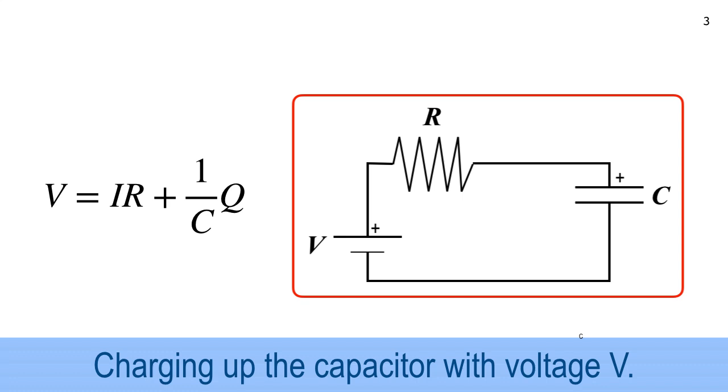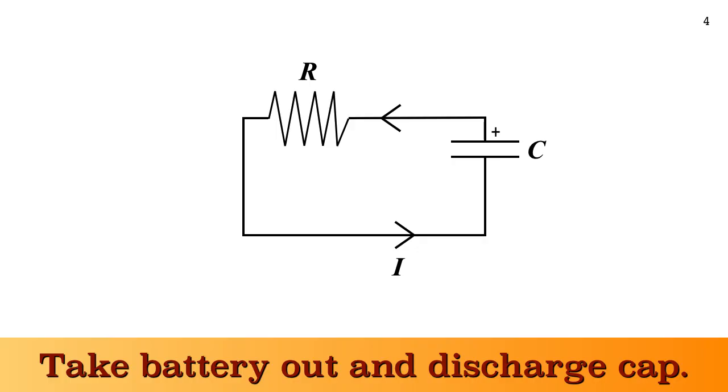As I mentioned, this particular situation is the charge-up situation. This is where we have the saturation curve that we talked about Friday, and which you can see in the textbook. Now, the process that we're going to talk about is to take the battery out and let the capacitor discharge back.